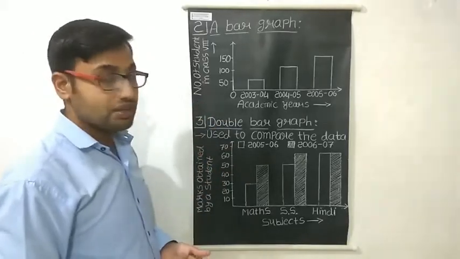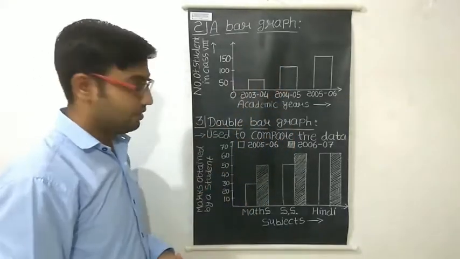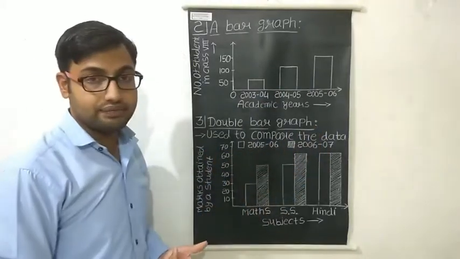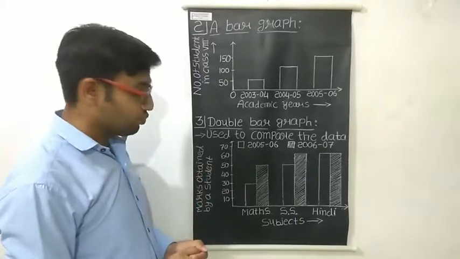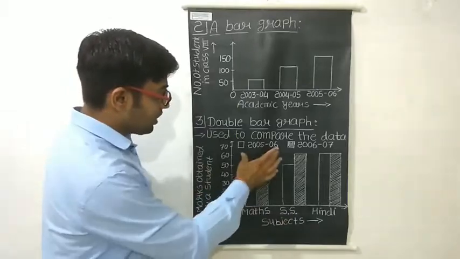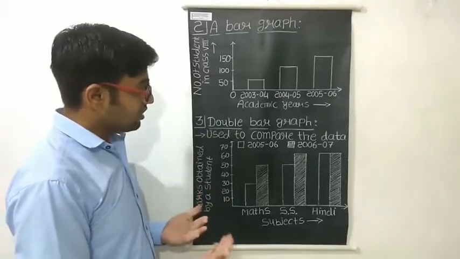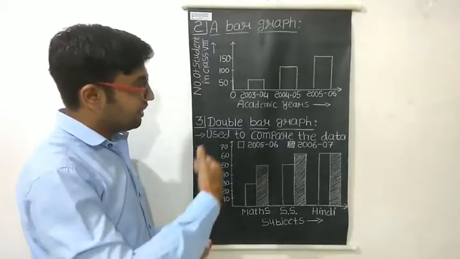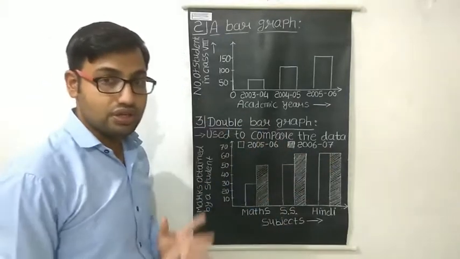Now the third type. What is the third type? Double bar graph. Bar graph, but double. A double bar graph is used to compare data. Let us take an example. Suppose there are marks obtained by a student in different subjects in two different years, 2005 to 2006 and 2006 to 2007. Suppose one student is in standard 7 in 2005 to 2006, then he or she will be in standard 8 in academic year 2006 to 2007.